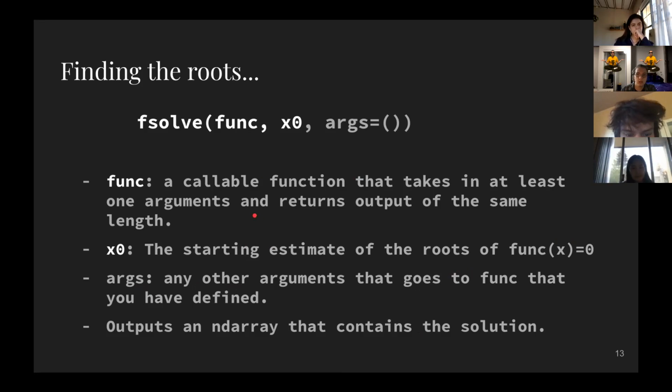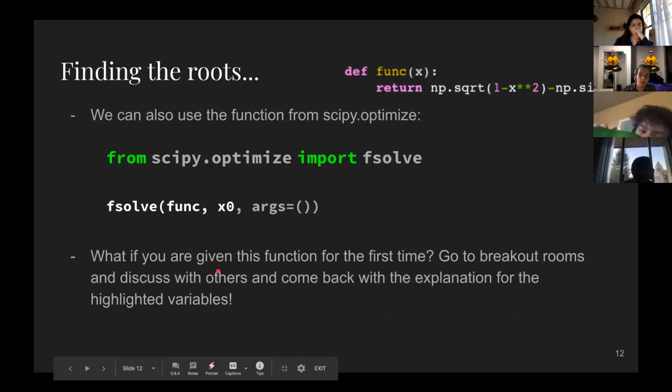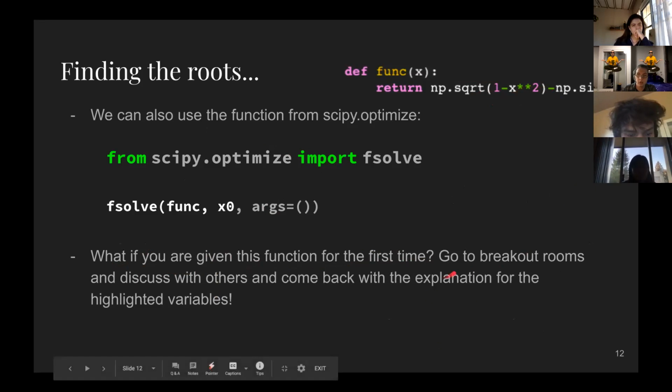So that is everything. We might actually have time to do the breakout rooms again, although I don't know if I want to do breakout rooms twice. Well, I guess we'll just talk about this together. What if you are given this function for the first time, np.sqrt of 1 minus x squared minus sine of x? Go to breakout rooms and discuss with others and come back with the explanation.